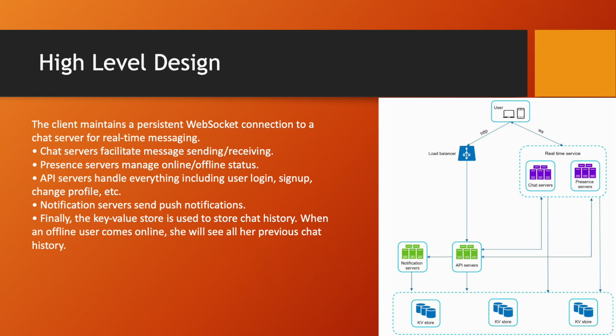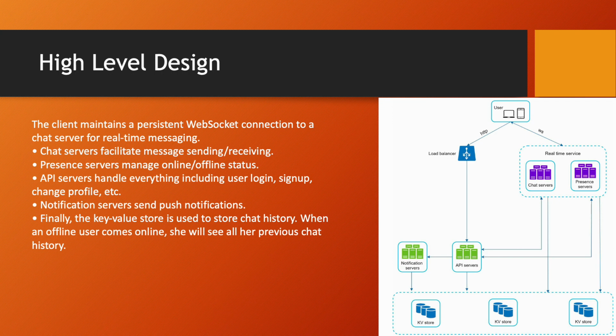Now the client maintains a persistent WebSocket connection to a chat server for real-time messaging. Chat server facilitates message sending, receiving. Presence servers manage online, offline status. API servers handle everything including user sign up, login, change profile, etc. Notification server sends push notifications, and finally key value store is used to store chat history. When an offline user comes online, she'll see all her previous chat history.